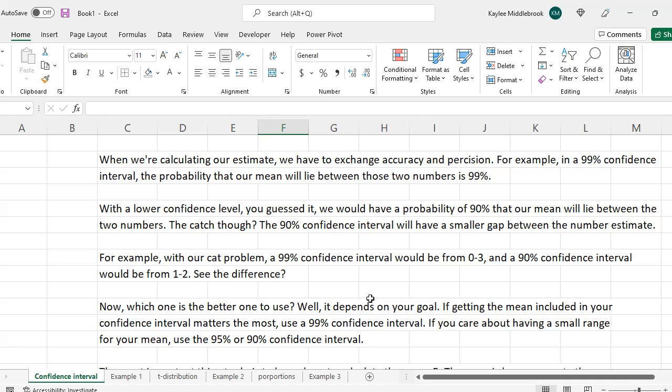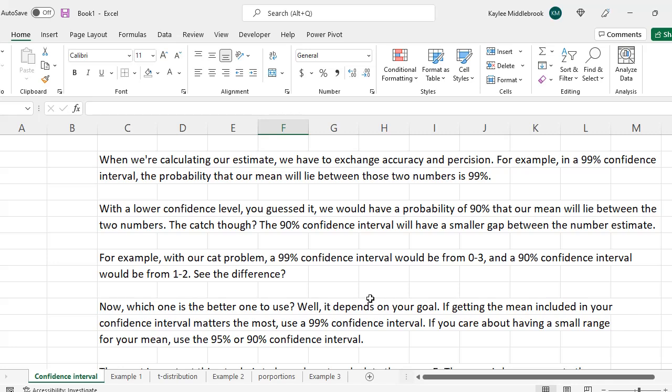When we're calculating our estimate, we're essentially exchanging accuracy and precision by using the different confidence levels. For example, in a 99% confidence interval, the probability that our mean will lie between those two numbers is 99%. But with a lower confidence level, we would have a probability of 90% that our mean would lie between the two numbers. There is a catch though. The 90% confidence interval is going to have a smaller gap between the number estimate.